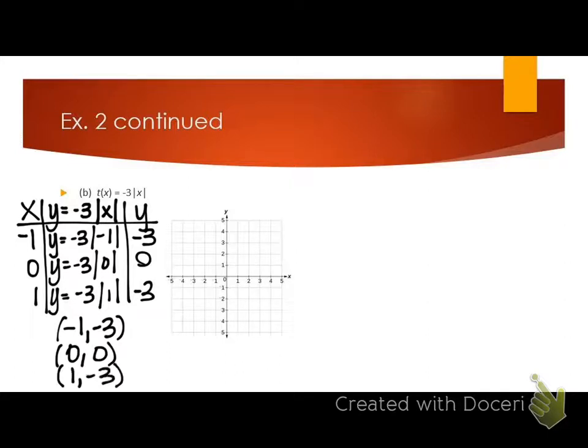How many of you got the right ordered pairs? Beautiful job. Now, let's graph them. -1, -3. We go left to -1 and then up or down? Down to -3. 0, 0. We stay right in the middle. And 1, -3. I go right to 1 and then where? Down to -3. So I draw my line to the vertex. It changes directions. Make sure it looks like a V.